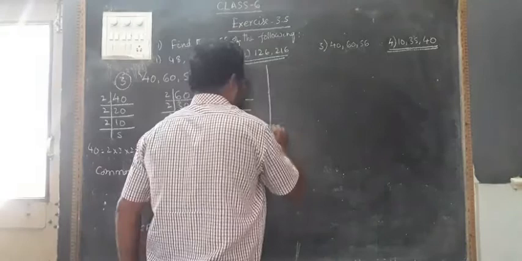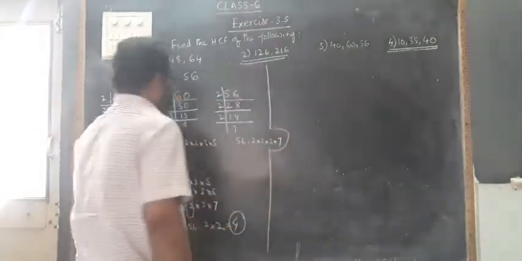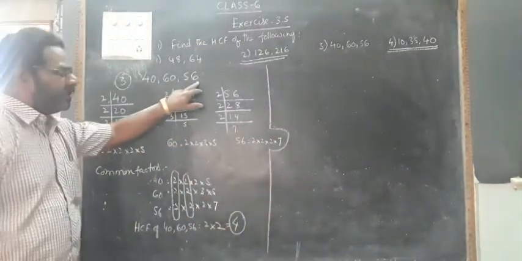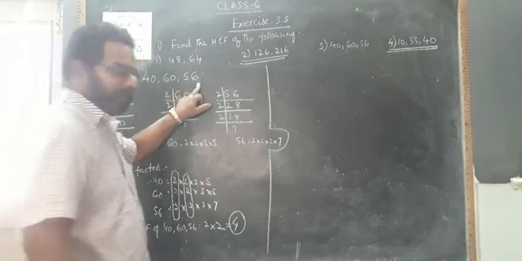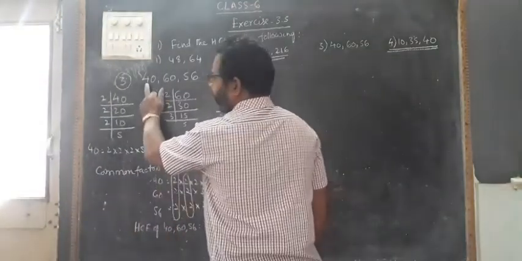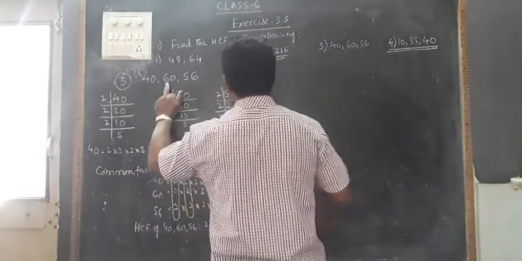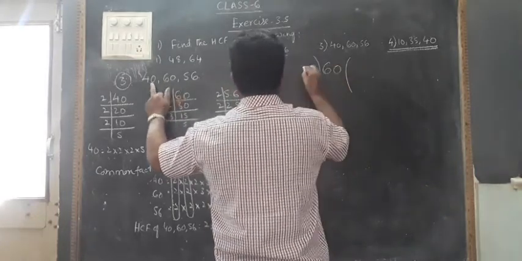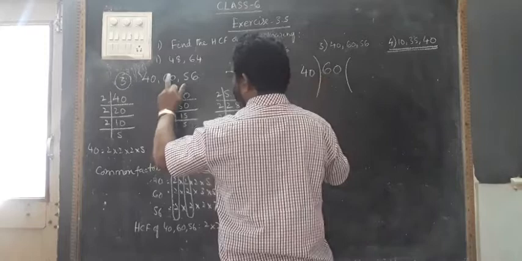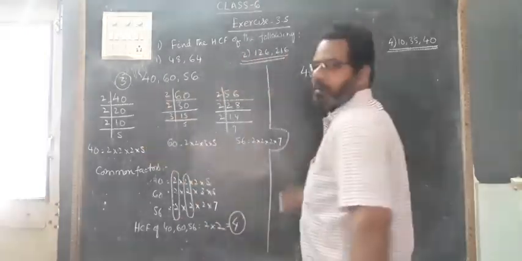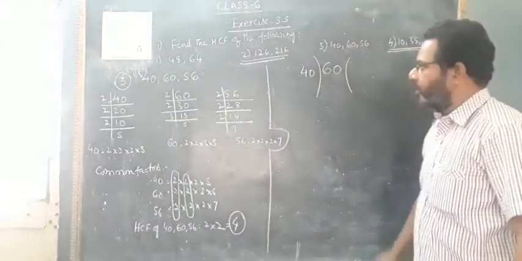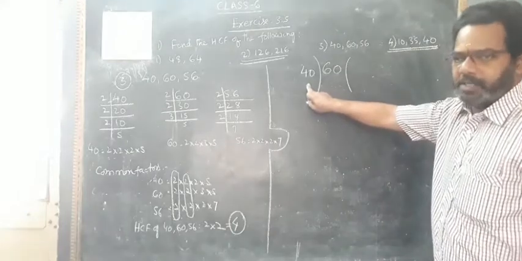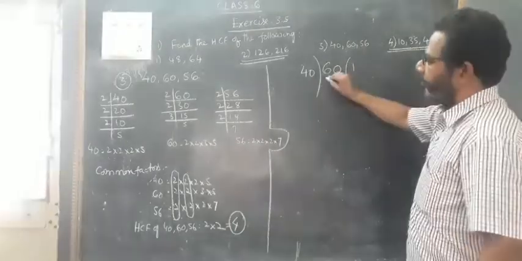So, how to do this in the division method? Till now we had 2 numbers, but here the third number has also entered. In the division method, what to do? Compare these 3 numbers. Which one is the biggest? 60 is the biggest. Which one is the smallest? 40 is the smallest. So, the biggest number is divided by the smallest number. Okay, 60 divided by 40. So, in the 40 table, 40 1 is 40.